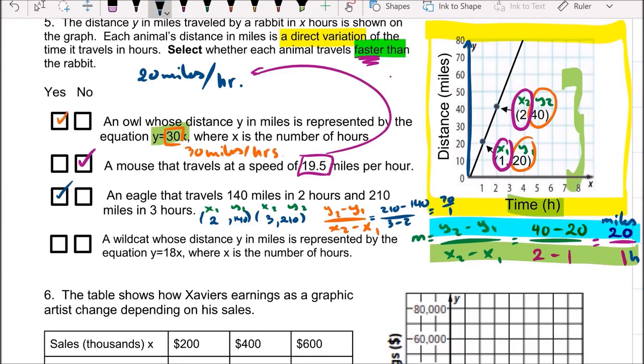A wildcat whose distance y in miles is represented by the equation y equals 18x, where x is the number of hours. So 18 represents the speed. So that will be 18 miles per hour. Sorry, my habit of putting an s after hour. So 18 miles per hour is slower than the rabbit. So it's a no. That's it.